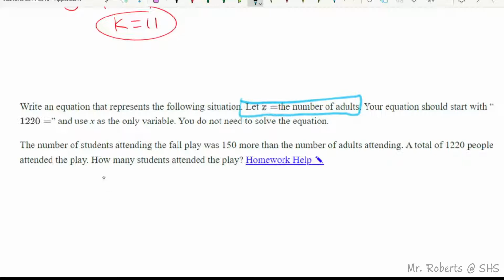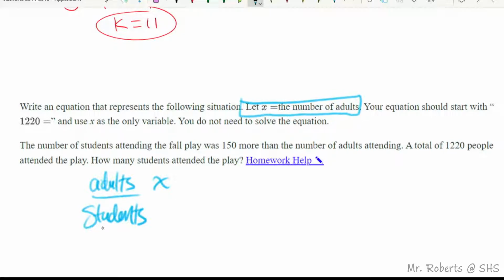Oh, okay. So I've got adults, and I was told that let that be x. So x is my number of adults. And I also have students. And I was told that the number of students attending the play was 150 more than the number of adults. Well, if x is the number of adults attending, if I increase that by 150, this expression represents how many students are going to the play. And then as the last step, it says a total of 1,220 people attended the play. How many students attend the play?